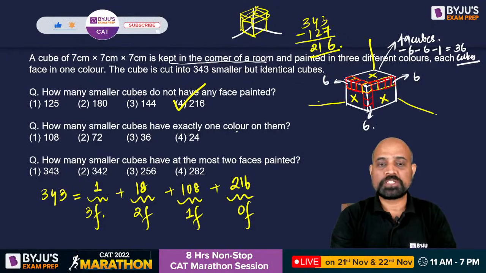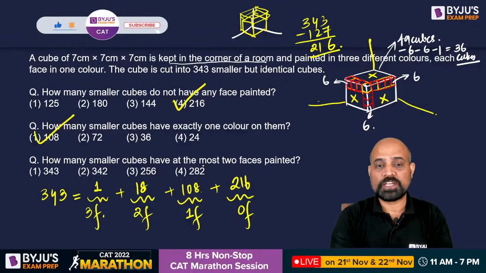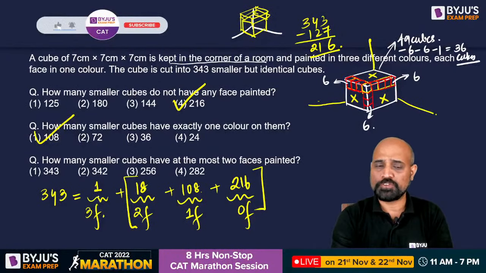How many smaller cubes have exactly one color on them? 108. How many smaller cubes have at the most 2 faces painted? At the most 2 faces painted would mean these many. At most 2 means 2 faces, 1 face, 0 faces. So out of 343, there is only 1 cube with 3 faces painted. So we will have only 342.